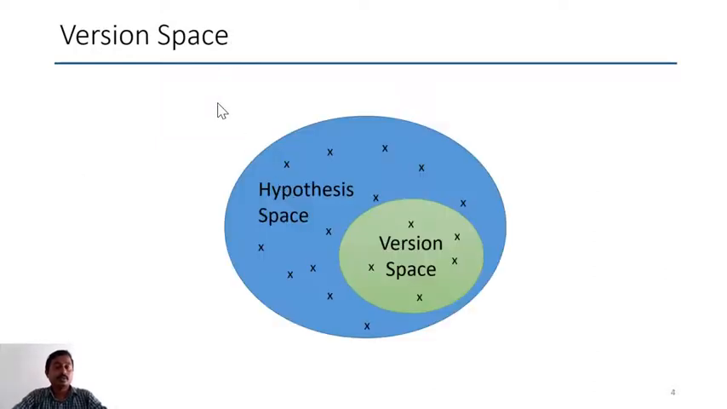Now we will see the concept called version space. We know that the set of all the hypotheses is known as the hypothesis space, and out of all those hypotheses, the set of all the hypotheses which are consistent with the training examples is known as the version space. So basically, version space is a subset of the hypothesis space which is consistent with the training examples.